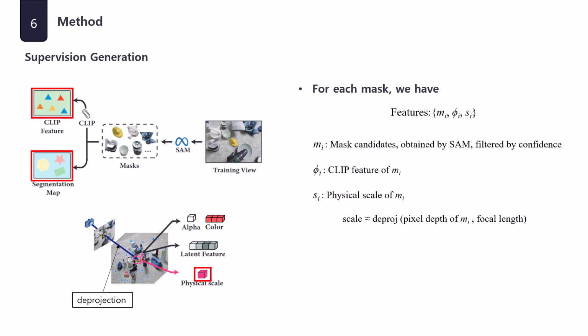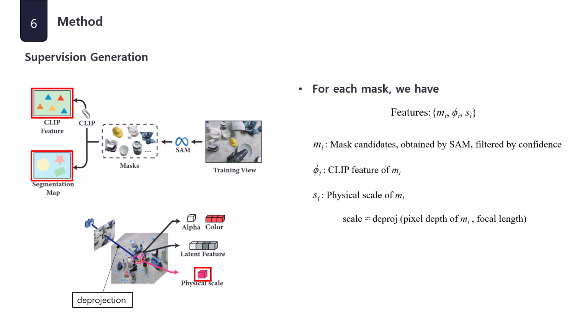These filtered masks are essential for supervising the learning of instance features and creating the segmentation map. Second, CLIP feature extraction. For each of these filtered masks, a corresponding CLIP feature is extracted by feeding the masked image region into a CLIP image encoder. These CLIP features serve as the supervision signal for learning the language features associated with each object.